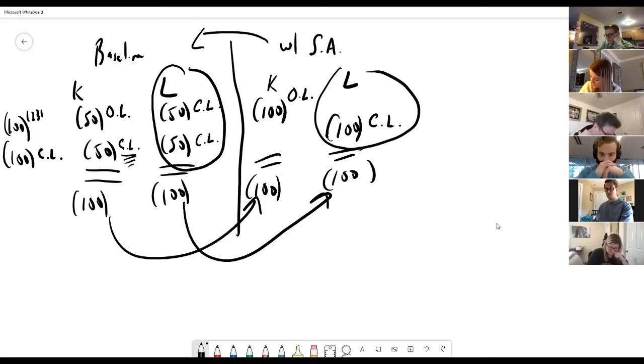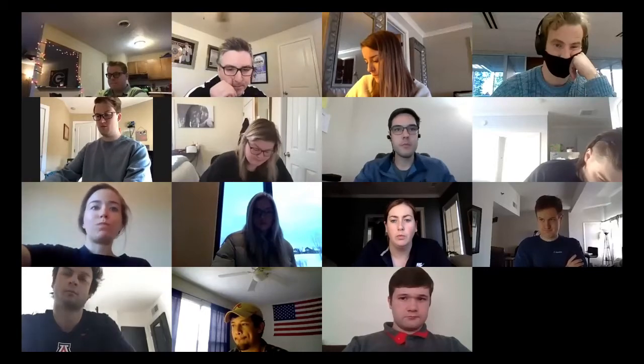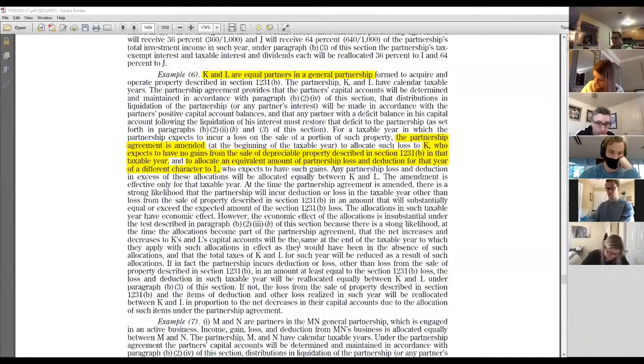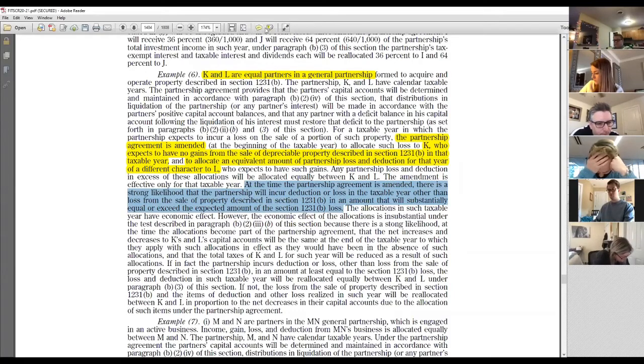Now, one issue here is that the example tells us one key fact. There's this crystal ball fact that we actually kind of glossed over, but now we'll focus on it. At the time the partnership agreement was amended, there was a strong likelihood that there will be enough non-1231 loss to fully offset. So this sentence right here.